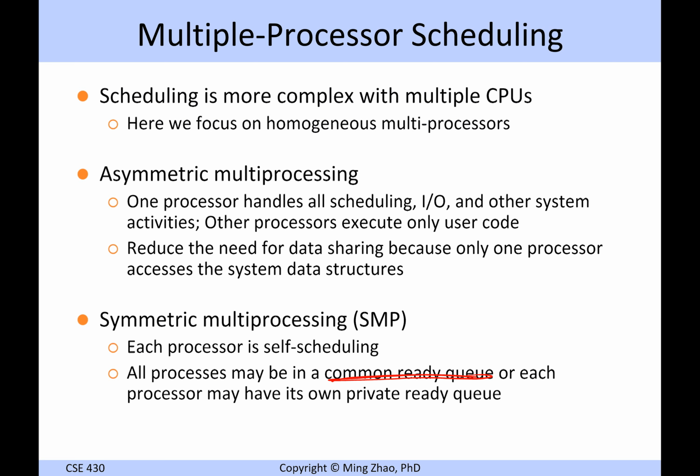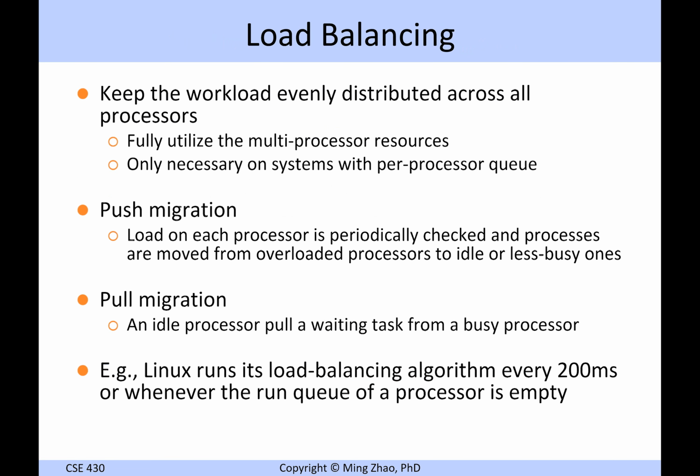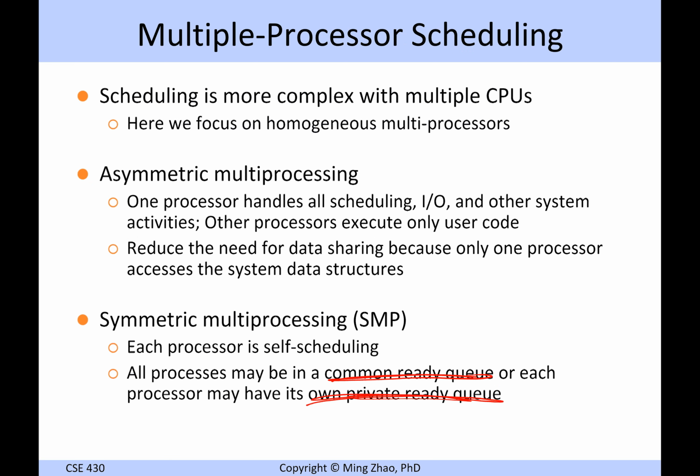Another way to implement multiprocessor scheduling, as you can probably imagine, is that we can have every processor with its own private ready queue. If I have to draw a diagram, in the common ready queue approach, say these are the processors, and this is the ready queue.